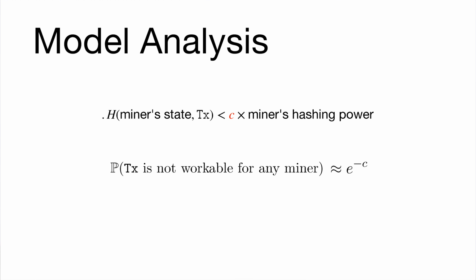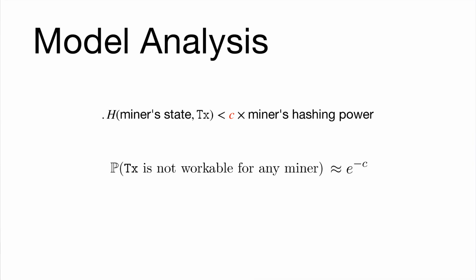All right, let's talk a little bit about modeling analysis. It involves some heavy mathematics, and you're encouraged to take a look at our paper. So remember this transaction assignment rule: the hash, after being converted to a number between 0 and 1, needs to be less than C times the percentage of miners' hashing power. Well, how are we going to choose C?